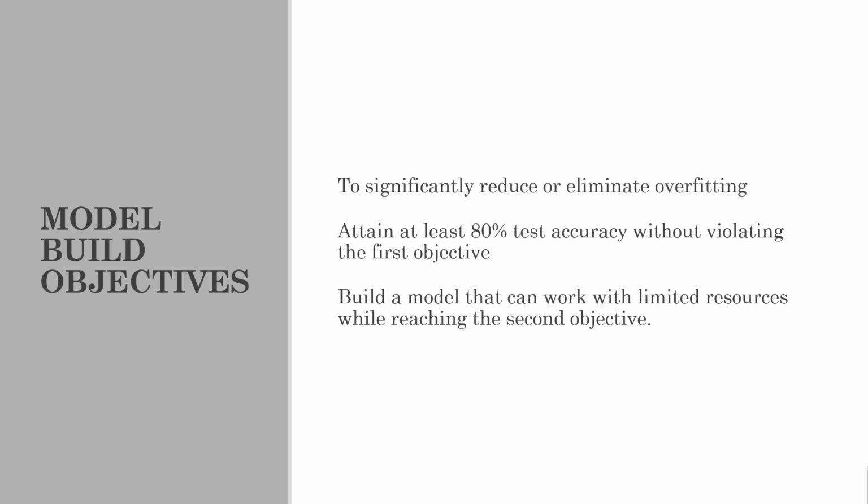The three main objectives for this project involve building a Keras Sequential image classification model. They include: 1. To significantly reduce or eliminate overfitting. 2. Attain at least an 80% test accuracy without violating the first objective. And 3. Build a model that can work with limited resources while attaining the second objective.